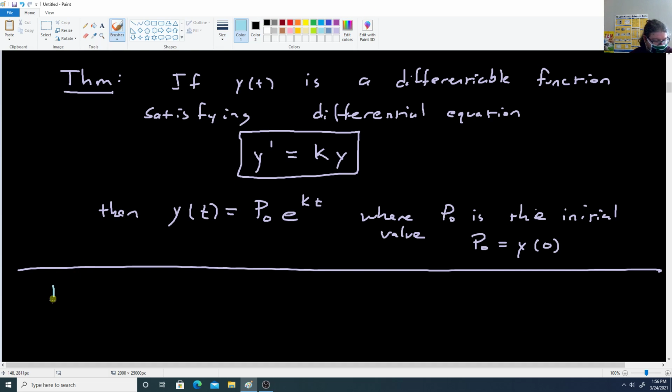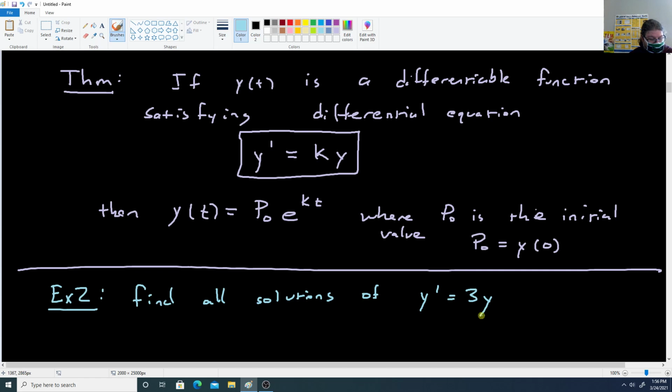So for this example here, we want to find all solutions of y prime equals 3y, and then we want to say which solution satisfies y of 0 equals 9. Okay, so I have a function of the form y prime equals k times y. Here I have the function of the form y prime equals 3 times y.